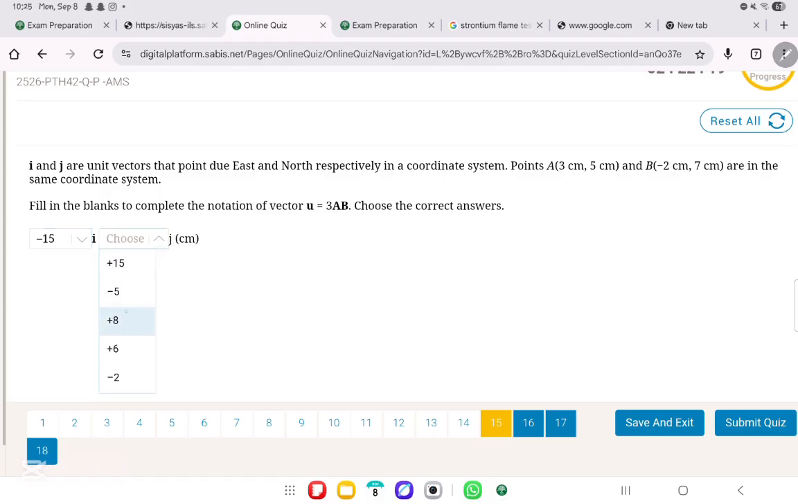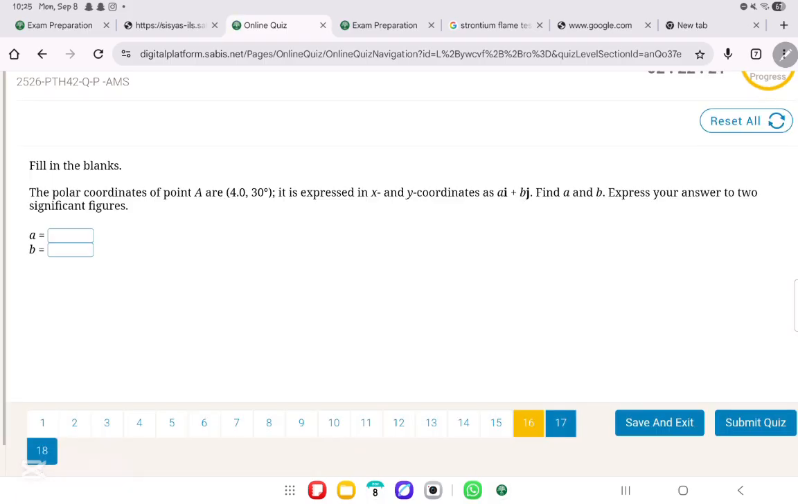Let's move on to question number 16. What did they give us? They gave us R, the magnitude, and theta, the angle. They want us to find AI plus BJ. They want us to find it in Cartesian form. Very simply, what's the equation? R cosine theta I plus R sine theta J.